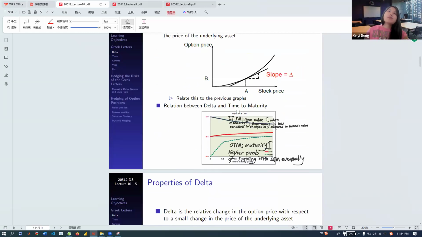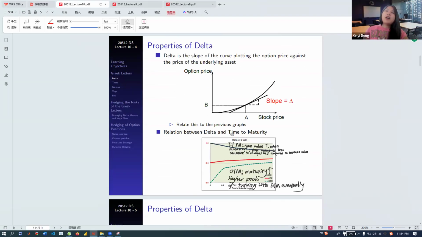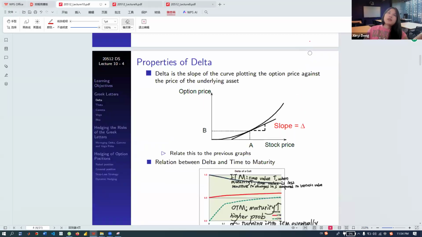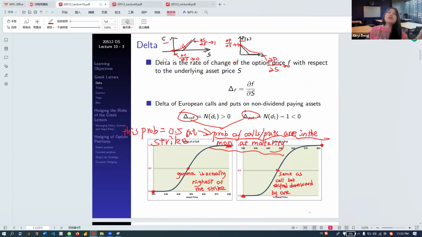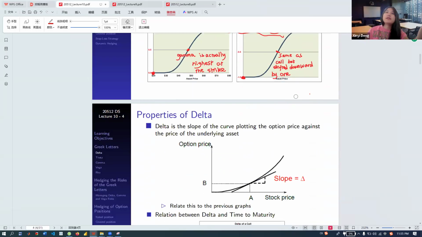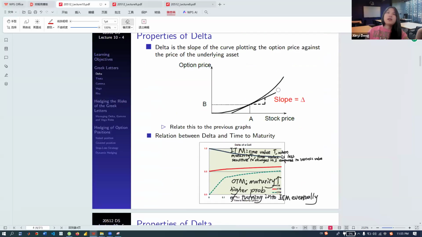Then here there is more discussion on the properties of delta. The first bullet point is a restatement of what we have just said. Delta is the slope of the curve plotting the option prices against the price of the underlying asset. So those are the two top figures we just plotted. The slopes of those two figures are the delta.